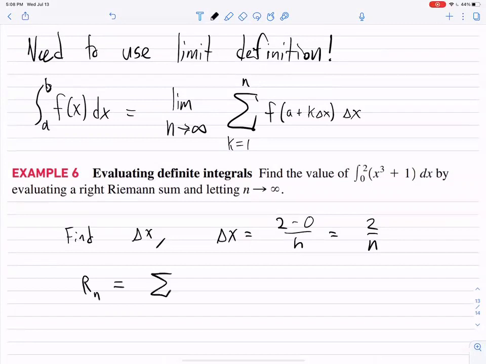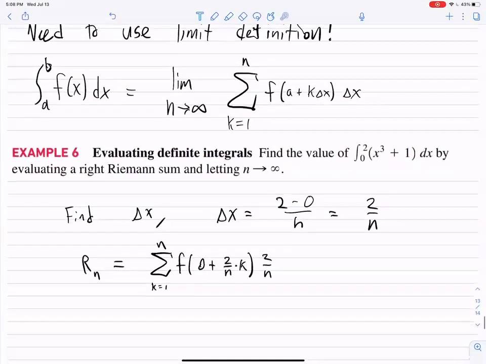It's the sum from k equals 1 to n of f of x sub k star, but x sub k star, we know what it is. It's a, which is 0, plus delta x, which is 2 over n, times k, right? Because that's going to be the kth point. And then times delta x, which is 2 over n. And so now we plug this into this function.